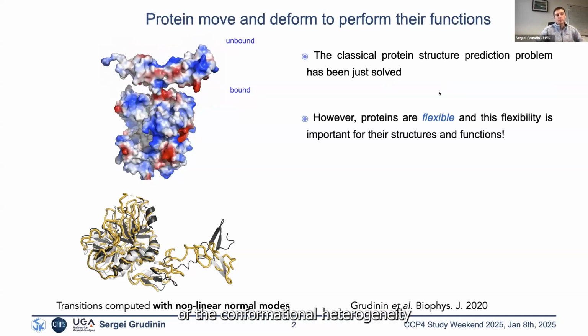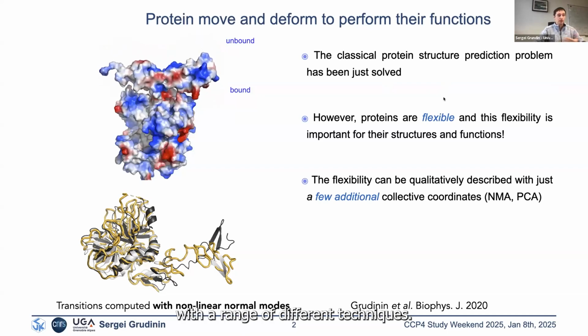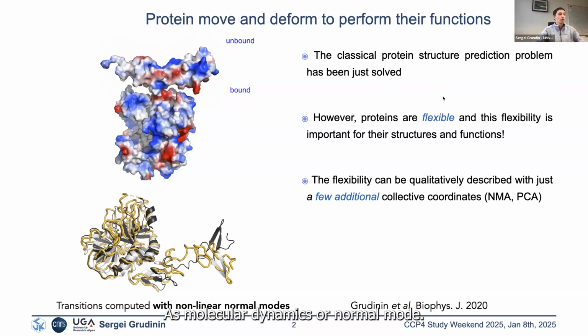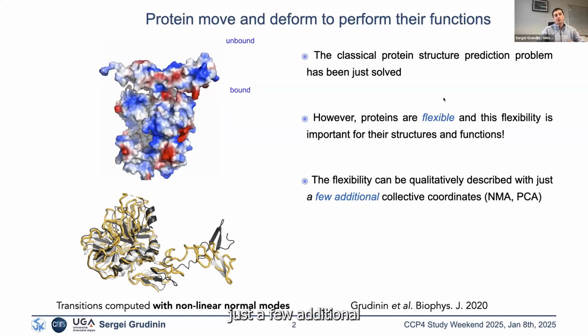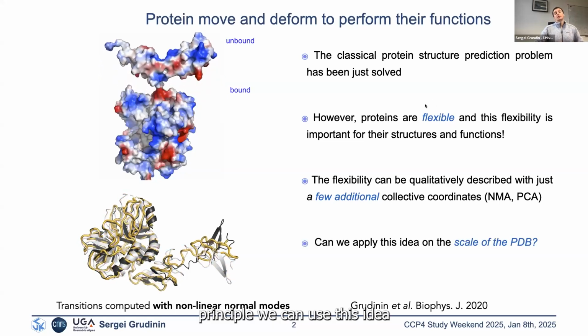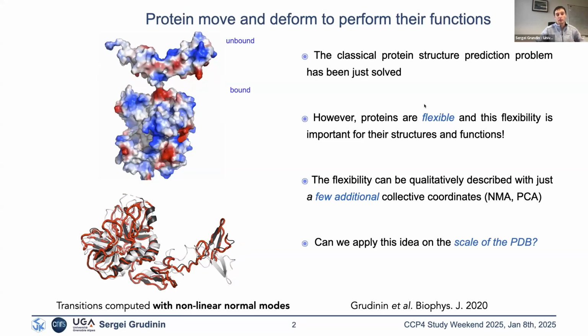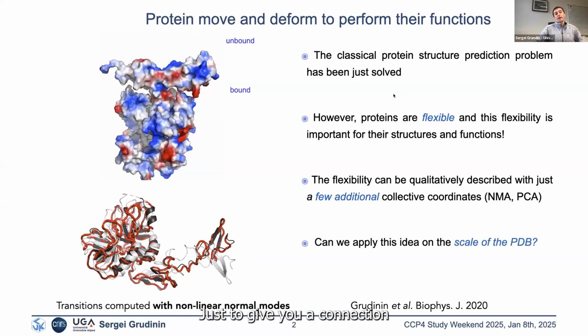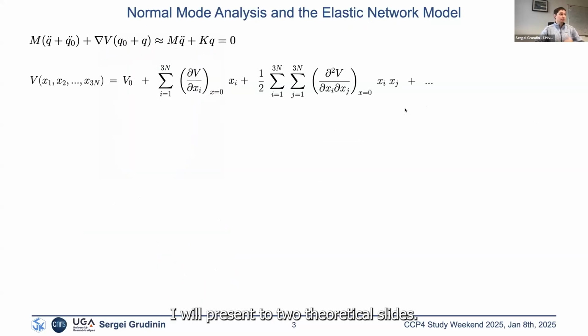The flexibility, the conformational heterogeneity, can be addressed with a range of different techniques such as molecular dynamics, normal modes, or principal component analysis, which use just a few additional collective coordinates. In principle, we can apply this idea on the whole scale of the Protein Data Bank. Just to give you a connection between molecular dynamics, NMA, and PCA, I will present two theoretical slides.